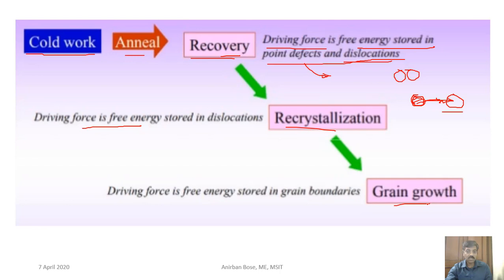And why does grain growth occur? Obviously the driving force is the free energy stored in the grain boundaries. Grain boundaries are defective regions. If there are small grains, then a lot of grain boundaries are there. If there are large grains, only a small amount of grain boundary is there. So the free energy will decrease, and that is why grain growth occurs. The combination of all these three processes is what is called process annealing.